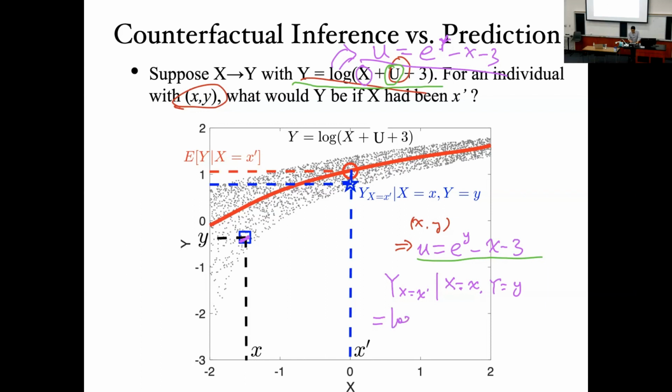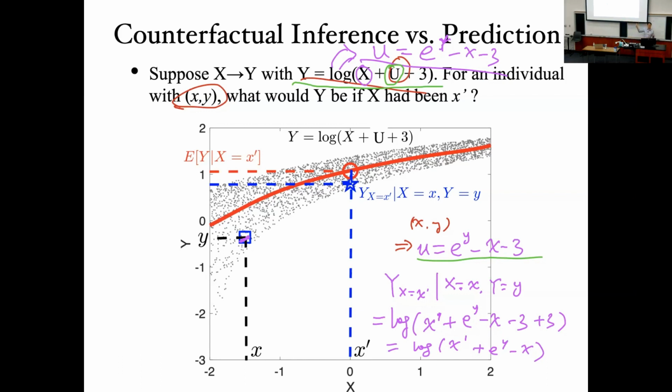This one would be log x prime plus e y minus x minus 3 plus 3. Is that right? Okay, and then this is nothing but log x prime plus e y minus x. So now you can see this is the function in terms of the evidence x, y values and the new value of x, right? And this is the answer to the question.